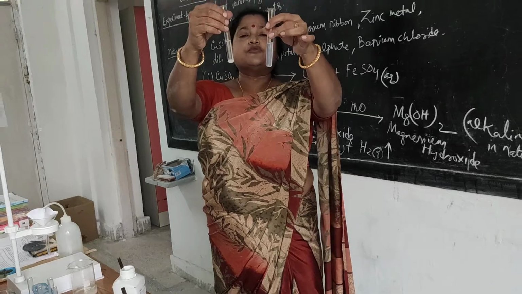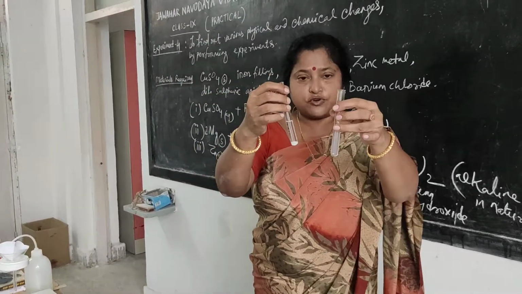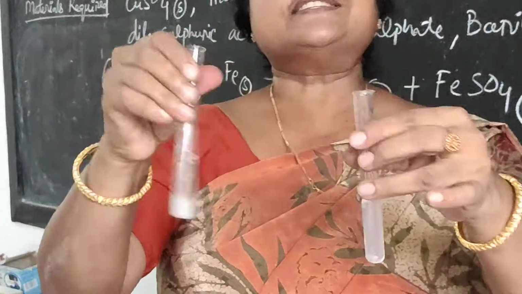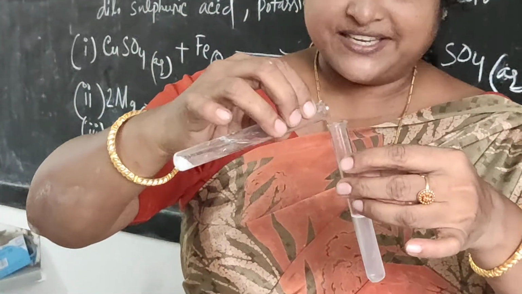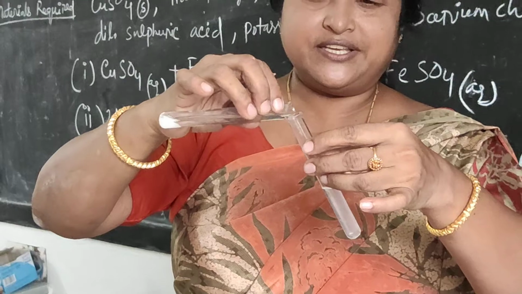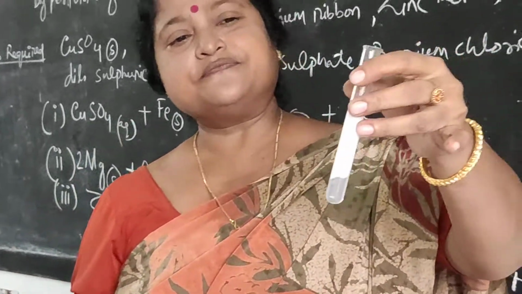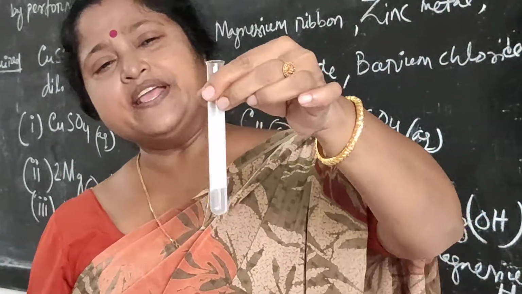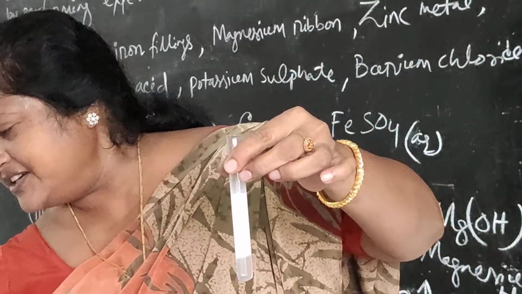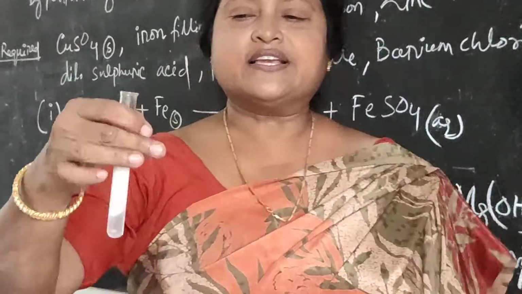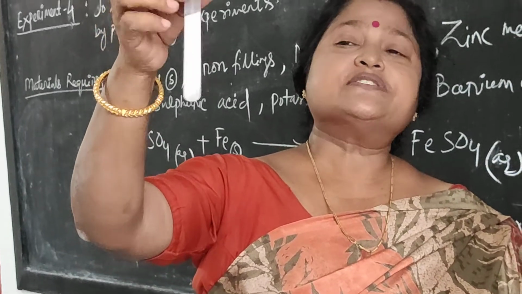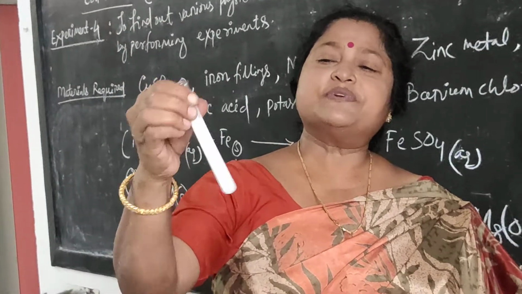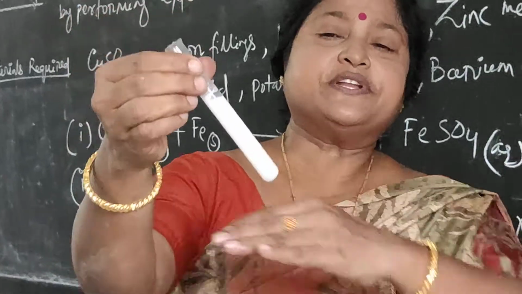Okay, two transparent liquids. What is the change? You see, focus properly. What is the change? I will show you whether it is a chemical change or physical change. Let us see, students. 1, 2, 3. What I got? I got a thick white precipitate, and it is a precipitation reaction. It is a thick white precipitate and it is a precipitation reaction.